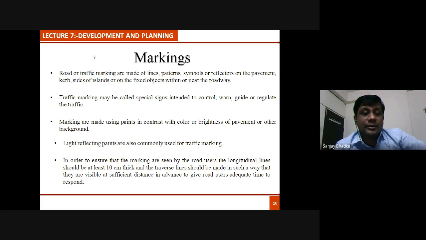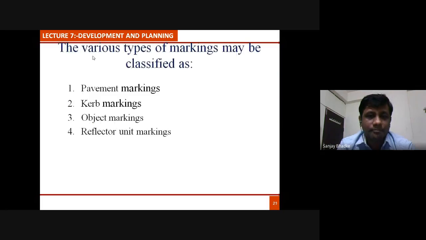So marking plays a very important role, and everyone should know what the central line is, what is meant by the zebra crossing, what the deflectors are, what the radiations are, and all these are constructed to give various indications to the road users or drivers. The various types of marking can be classified as pavement marking, curve marking, object marking, and reflected unit type of marking.